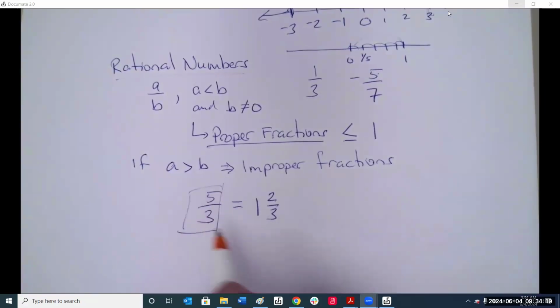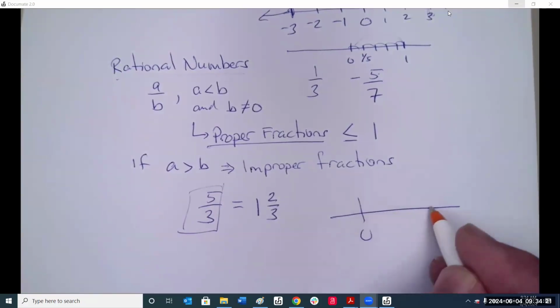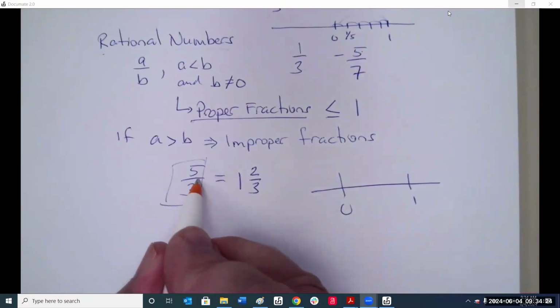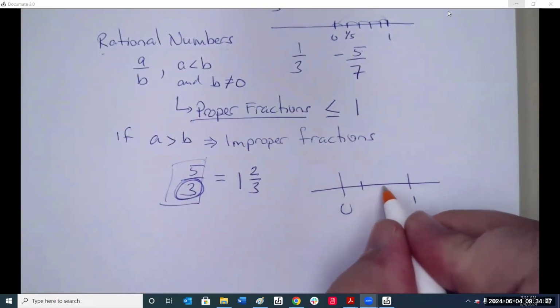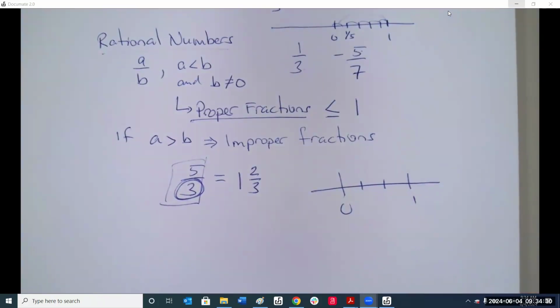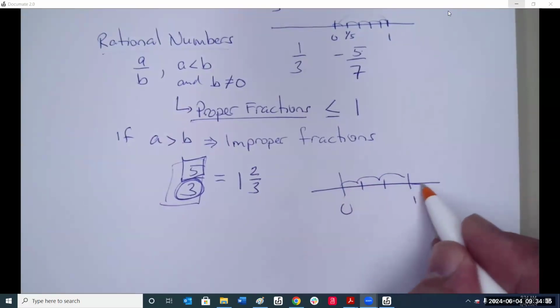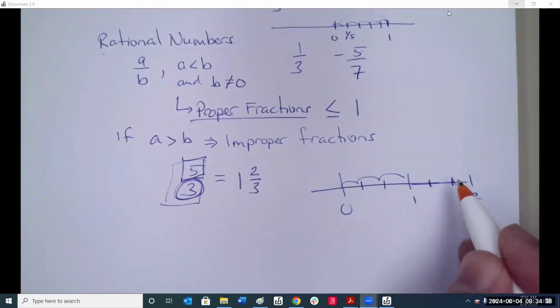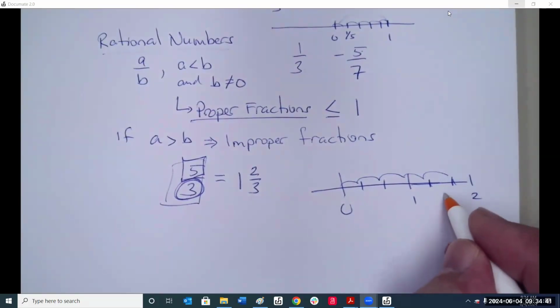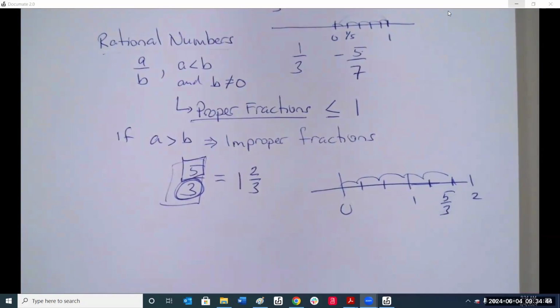So an improper fraction says, okay, I'm dividing it into 3 parts. I have to go 5 of them. 1, 2, 3, 4, 5. That's what 5/3 means. It's bigger than 1 now. So what do we call these numbers? Improper fractions, the top number is bigger than the bottom.